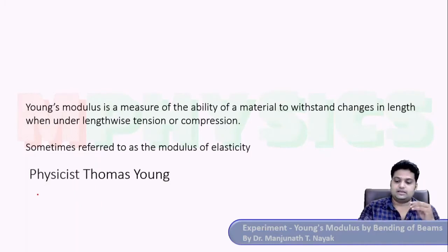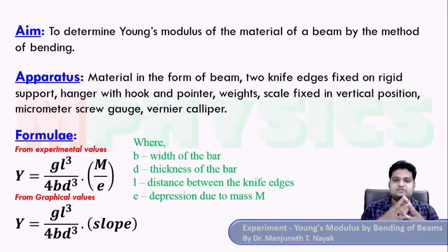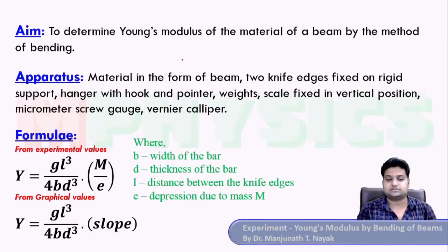Let's not waste time. Let's go straight to the experiment. I will not go much into detail about this; I'm sure in your lectures or somewhere it is discussed and you know about it. So the aim is to determine the Young's modulus of the material. The material is a wood beam that is given to you, by the method of bending.